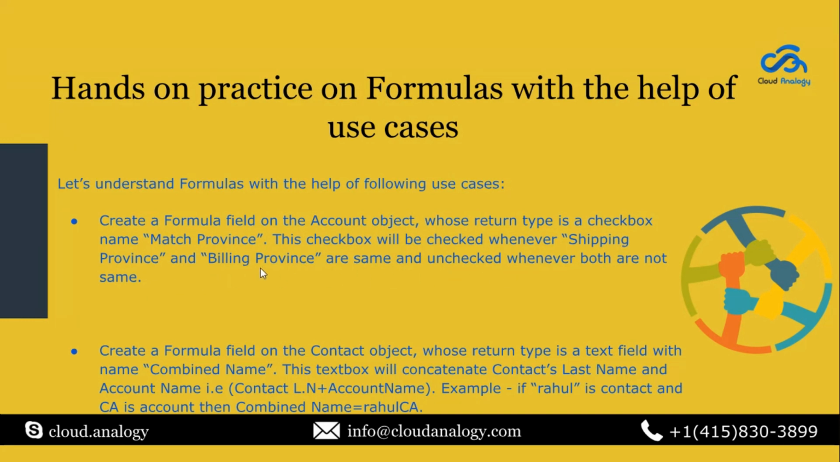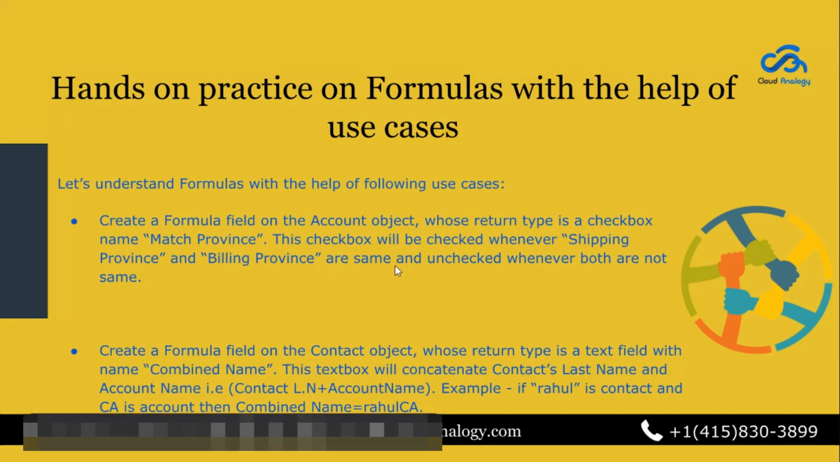Since it is a checkbox, it will be checked whenever shipping province and billing province are the same. Shipping province and billing province are fields on account object. So whenever there is an account whose shipping province and billing province values are the same, then the match province checkbox that we will be creating will be checked, and whenever the values in shipping province and billing province are different, this checkbox should not be checked. So this is basically what we need to create. So let's move to our org and see how we can do it.